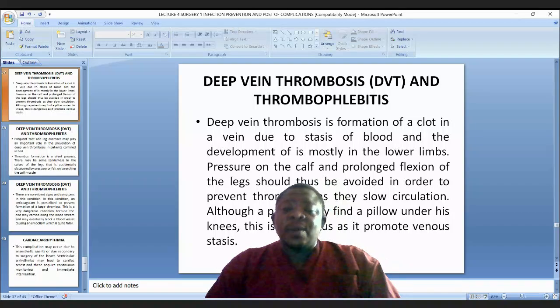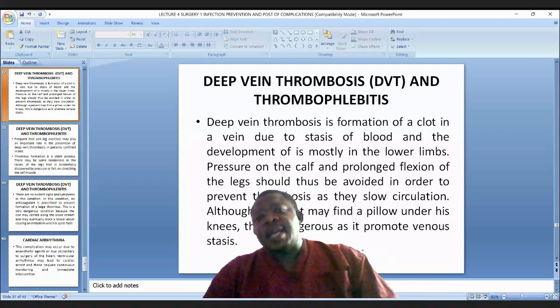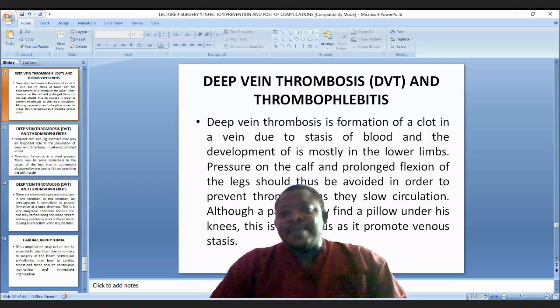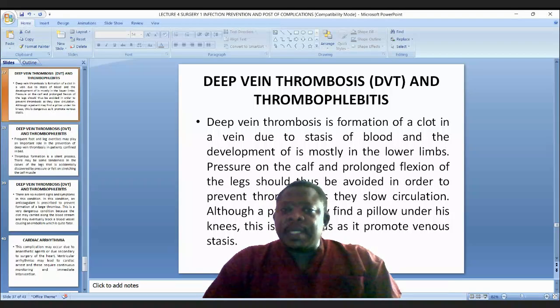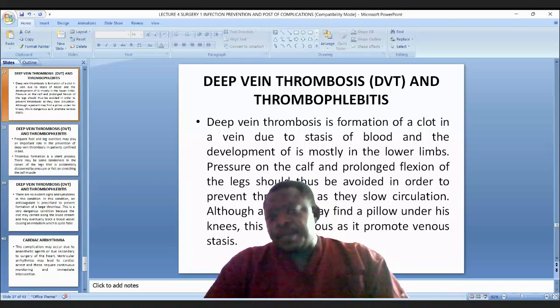This complication may occur due to anesthetic agent or may occur secondarily due to surgery of the heart. Ventricular arrhythmias may lead to cardiac arrest, and these require continuous monitoring and immediate intervention. So cardiac arrhythmia, because of anesthesia, is one of those complications that may arise in general postoperative complications.